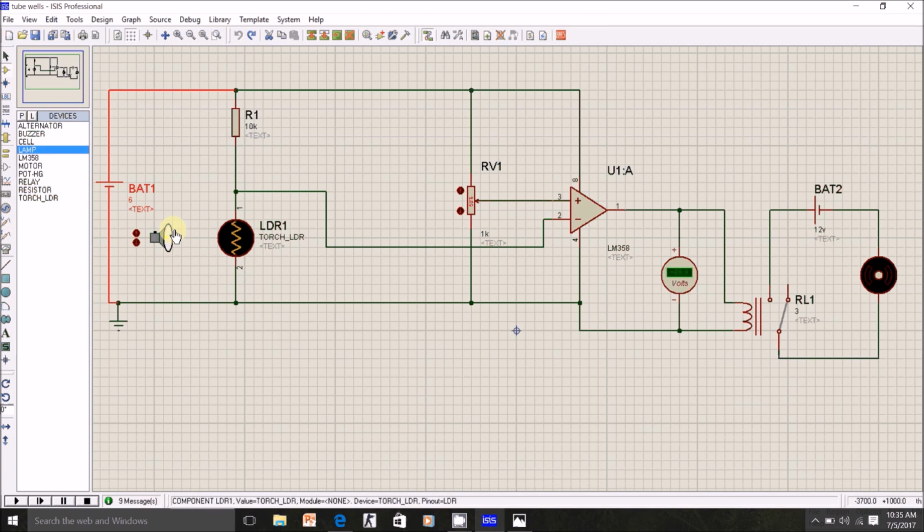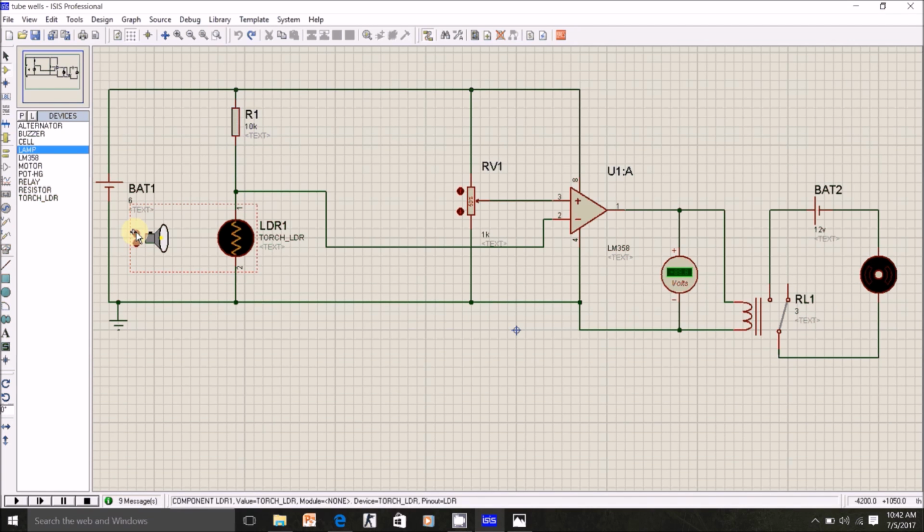Now this torch-like character here controls the amount of intensity that falls on this resistor. Let me show you. If I click here, the intensity will increase. If I click here, the intensity will decrease. And as the amount of intensity on this resistor increases, its resistance decreases. That means if this torch comes close to the resistor, its resistance will decrease, and if it goes far, its resistance will increase. So it's increasing right now, and it's decreasing right now.